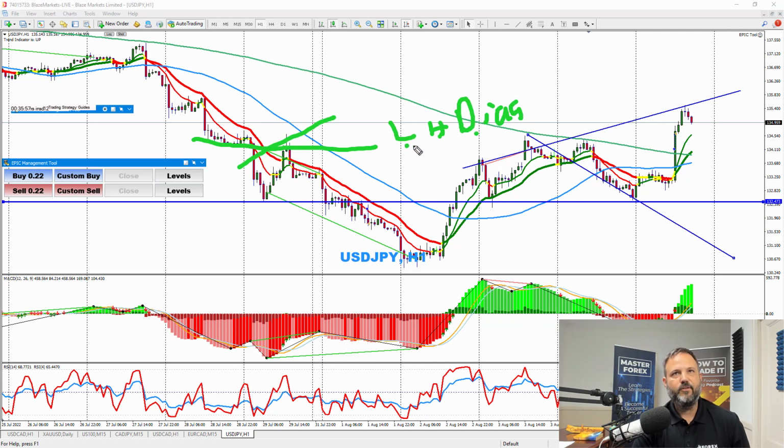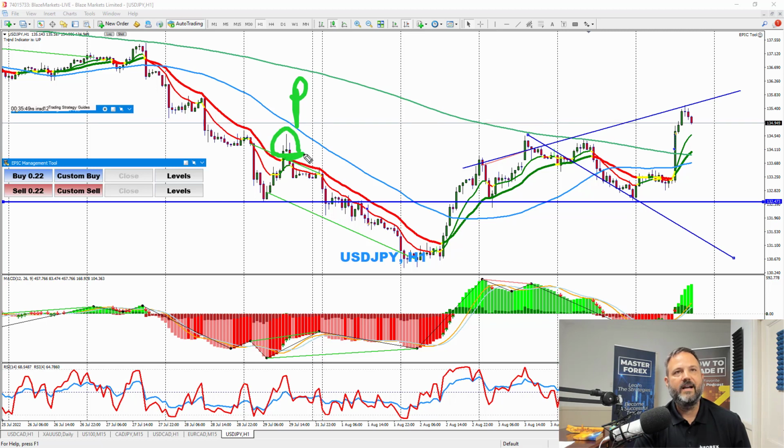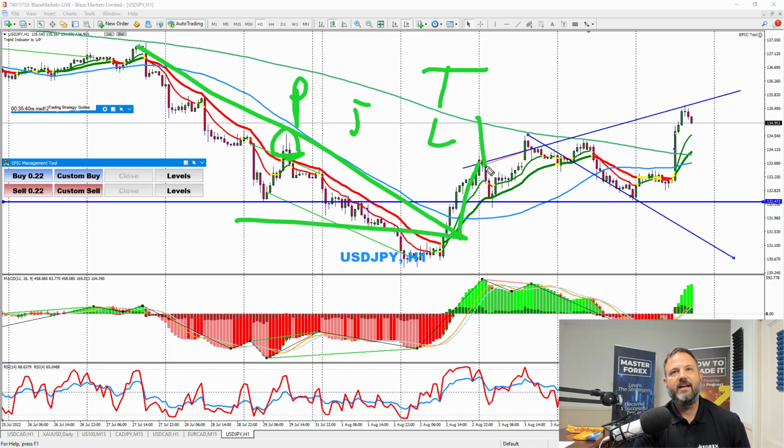LHD. Levels, horizontal, diagonal. What else do we got? We got the pattern. We got the P. You see that? That's an evening star pattern. We got the P, okay, and then we got the trend. Everything was pointing down.